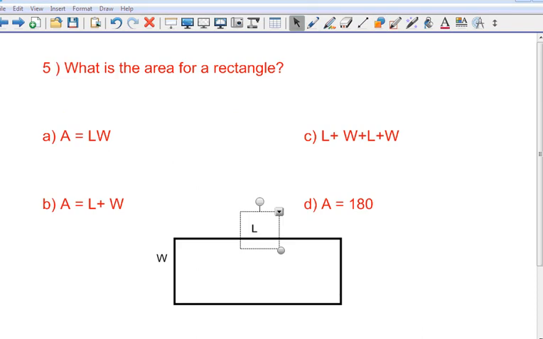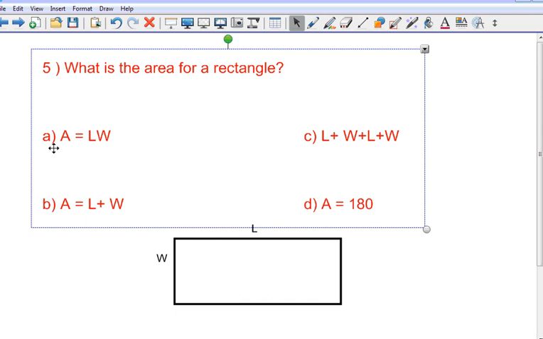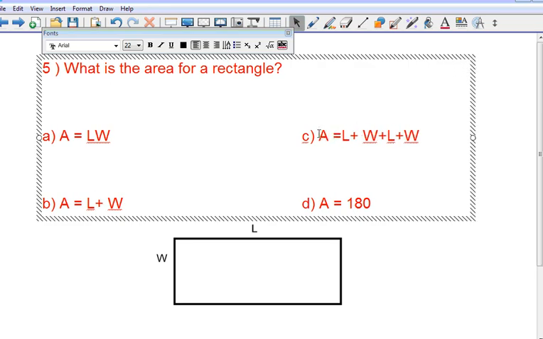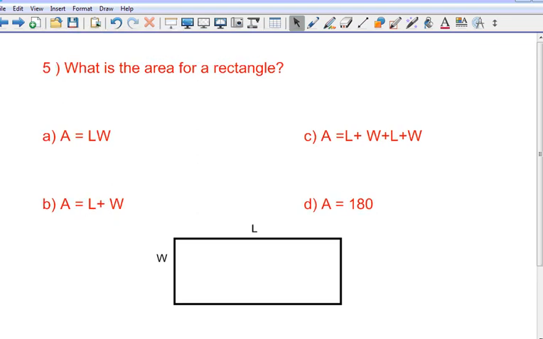All right, let's try this. What's the area for a rectangle? Is it A, area equals length times width? B, area equals length plus width? C, area equals length plus width plus length plus width? Or D, does area equal 180?